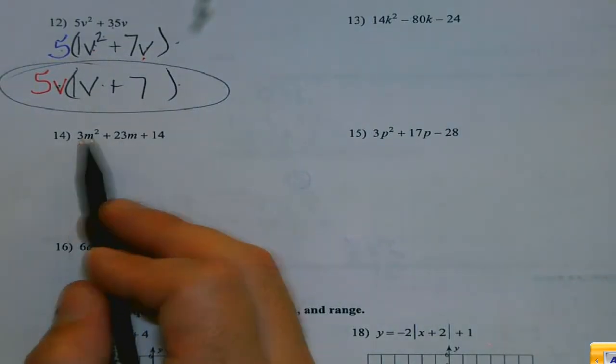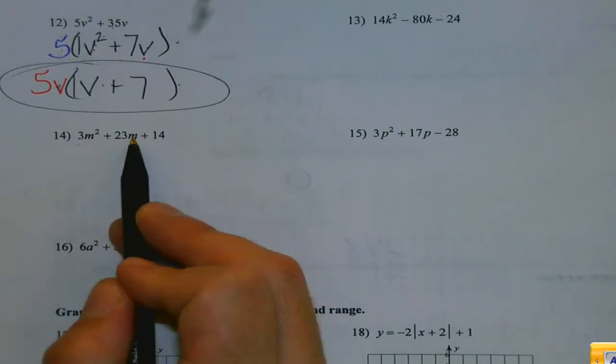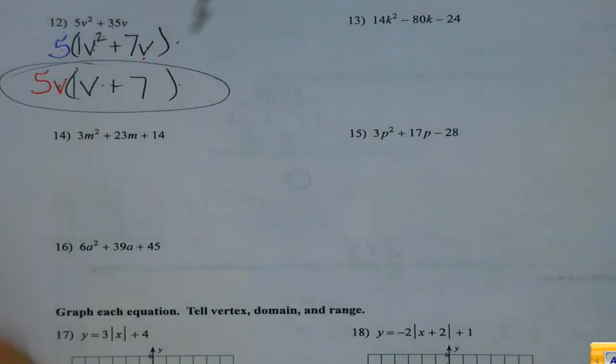14, 23, and 14. I can try all I want. Nothing's divided into all of those. I have m's in the first two. I do not have an m in the third. So this time, for a majority of you, we're either going to guess and check, or we're going to slide and divide. So what I'm going to do, again, I want to be able to show both things.